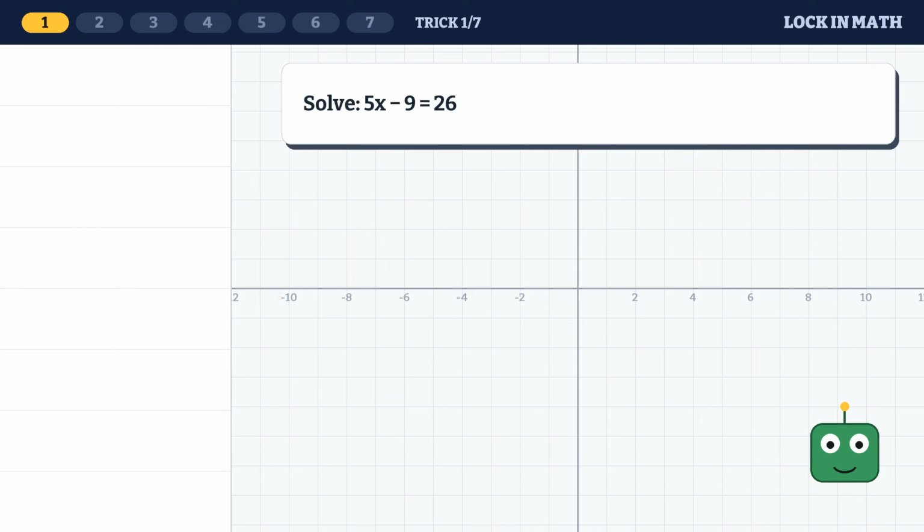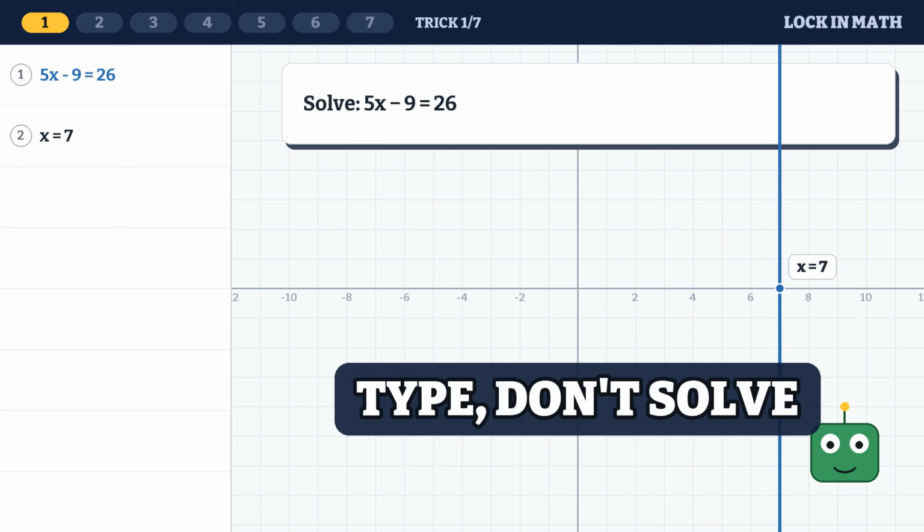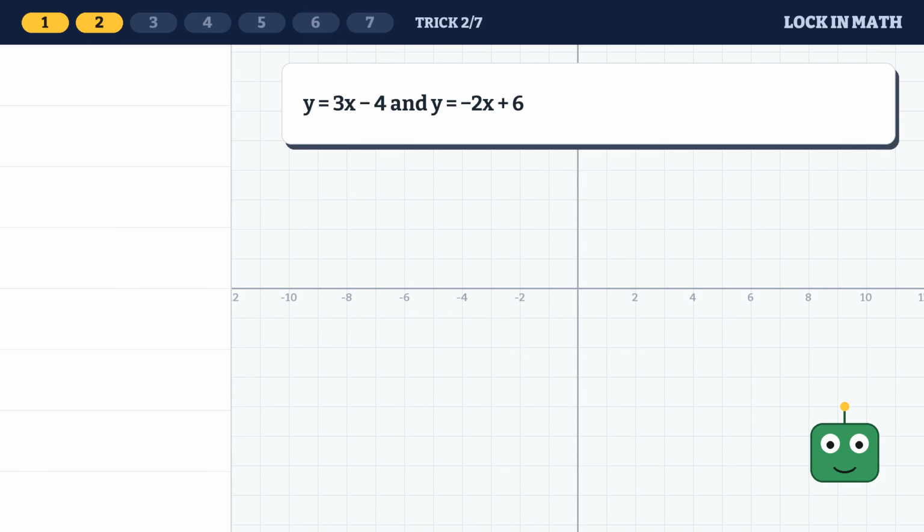Trick 1, the vertical line. Here's the problem. 5x minus 9 equals 26. Don't solve it, type it. Paste the whole equation into Desmos, equals sign and all. Boom. A vertical line appears at x equals 7. That line is your answer. Any one variable equation works like this. 0 algebra, 0 mistakes.